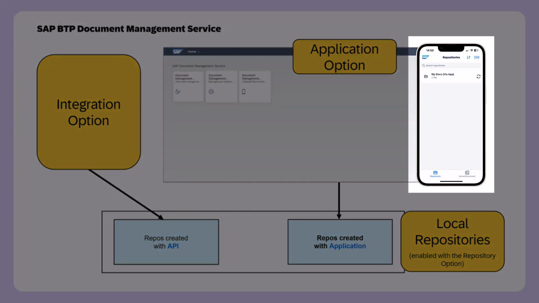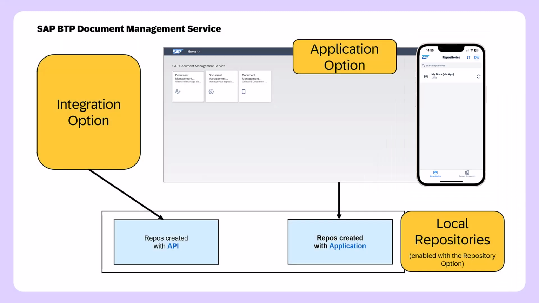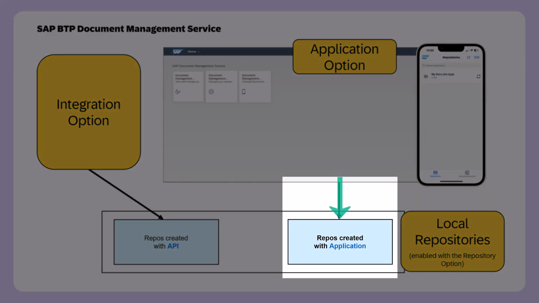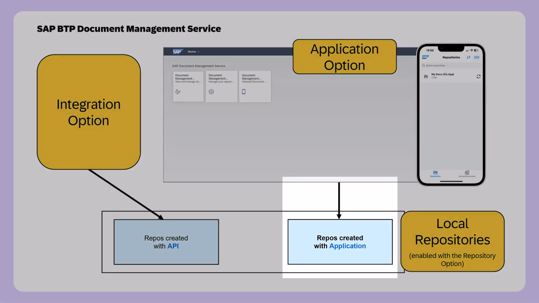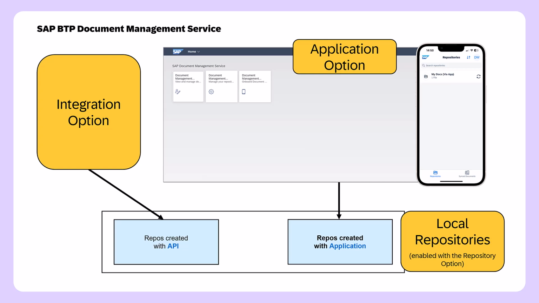It also comes with a mobile component, so we can access the documents through a mobile application. Now, from the application option, you can create a repo. Again, because we have the repository option installed. Now, what's important to note is that if I create a repo from the integration option, I cannot access it through the GUI. But the opposite is not true.